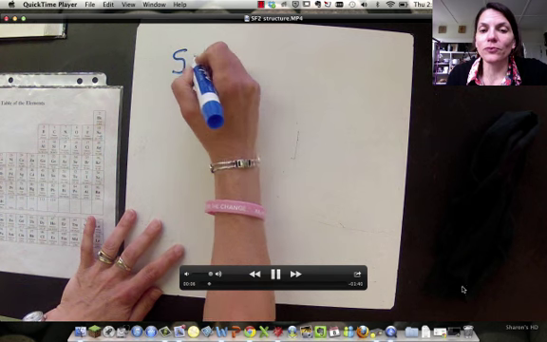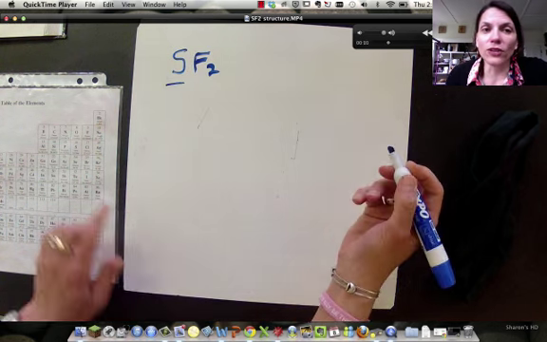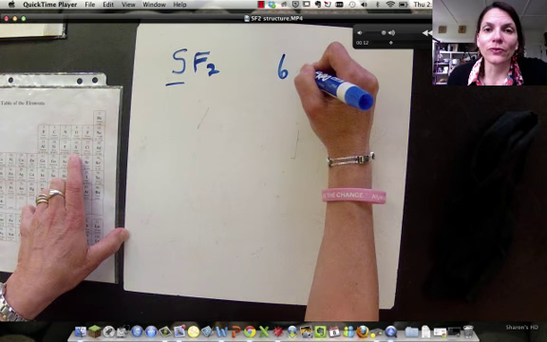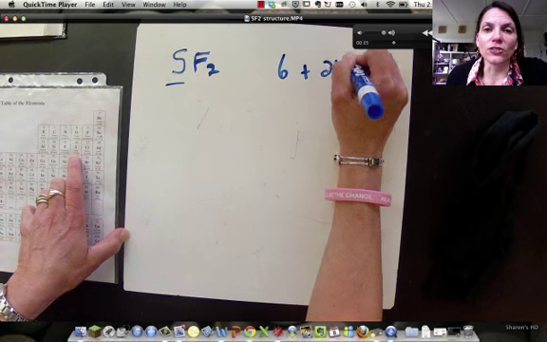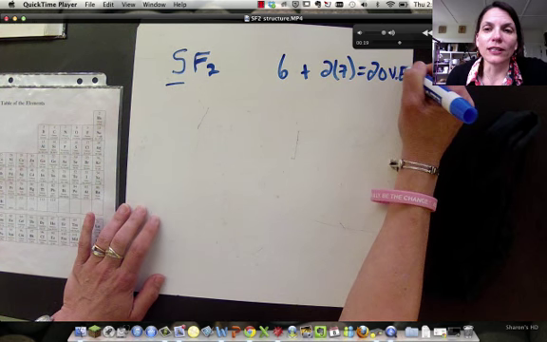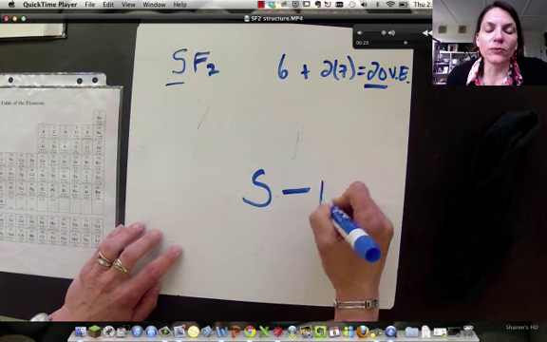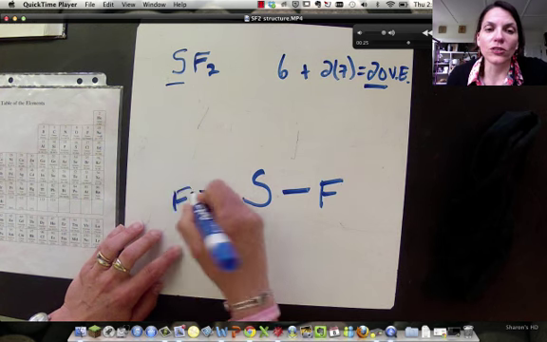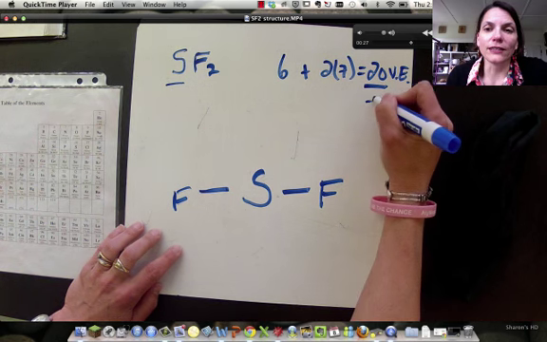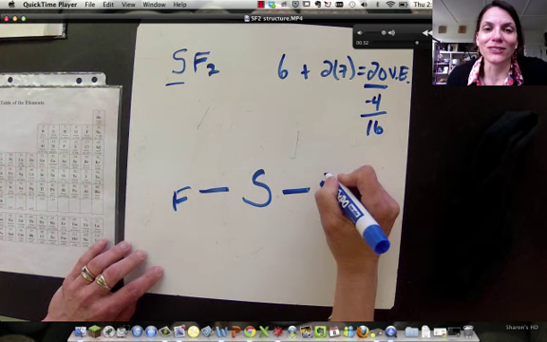Here's another example of a Lewis dot structure. Sulfur difluoride. S is in the middle. S has 6 valence electrons. Each F has 7 for a grand total of 20 valence electrons. So now we're going to do the skeleton of the molecule. We're going to draw a single bond to each F. That takes up 4 electrons, 2 for each bond. So now we have 16 left.